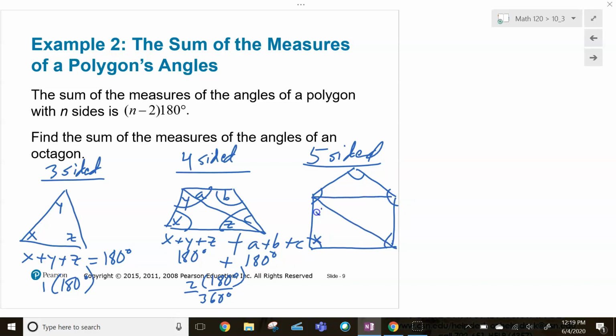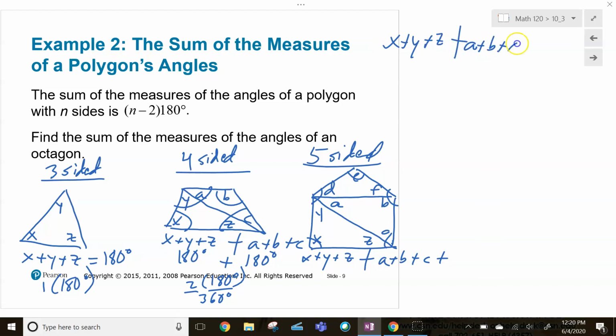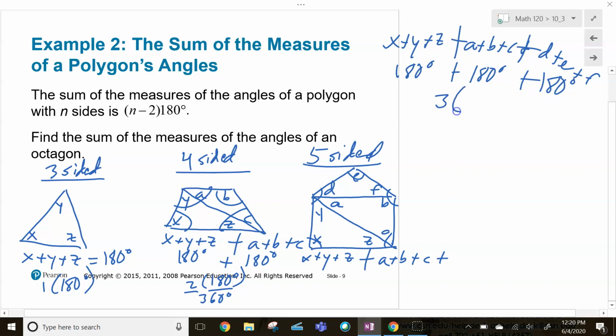So I got X, Y, Z, A, B, C, D, E, F. You know what, let me do it up here. X, Y, Z, A, B, C, and D, E, and F. So I have 180 from there, 180 from that triangle, 180 from the interior angles of that triangle. In other words, I got three of these 180 degrees. In other words, 540 degrees.